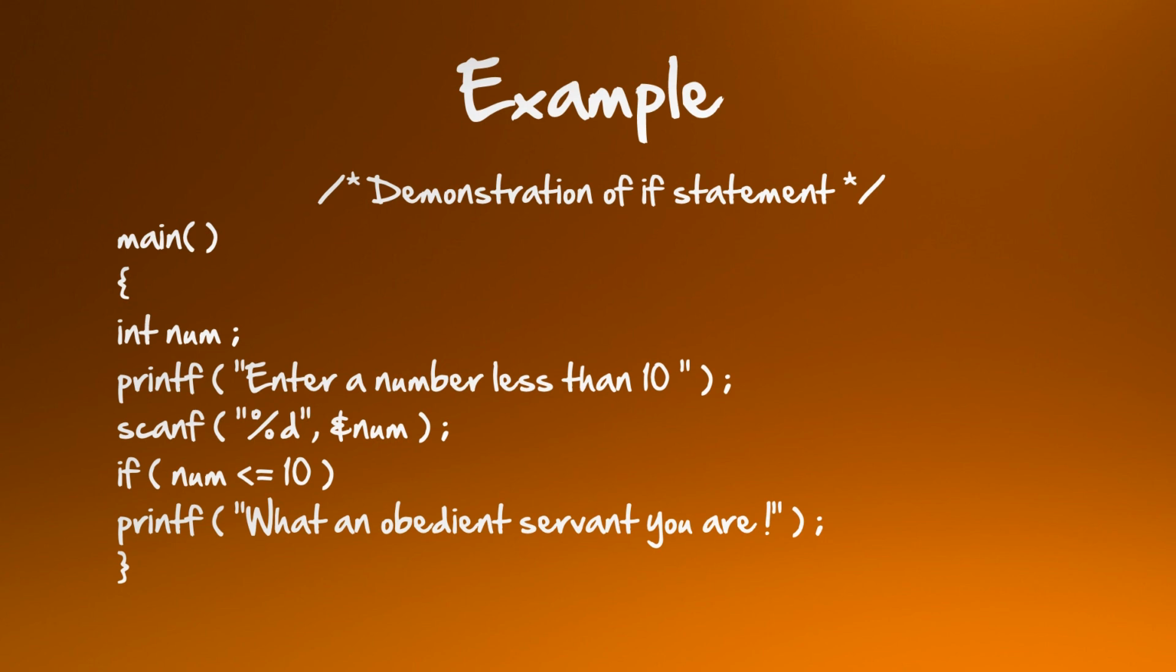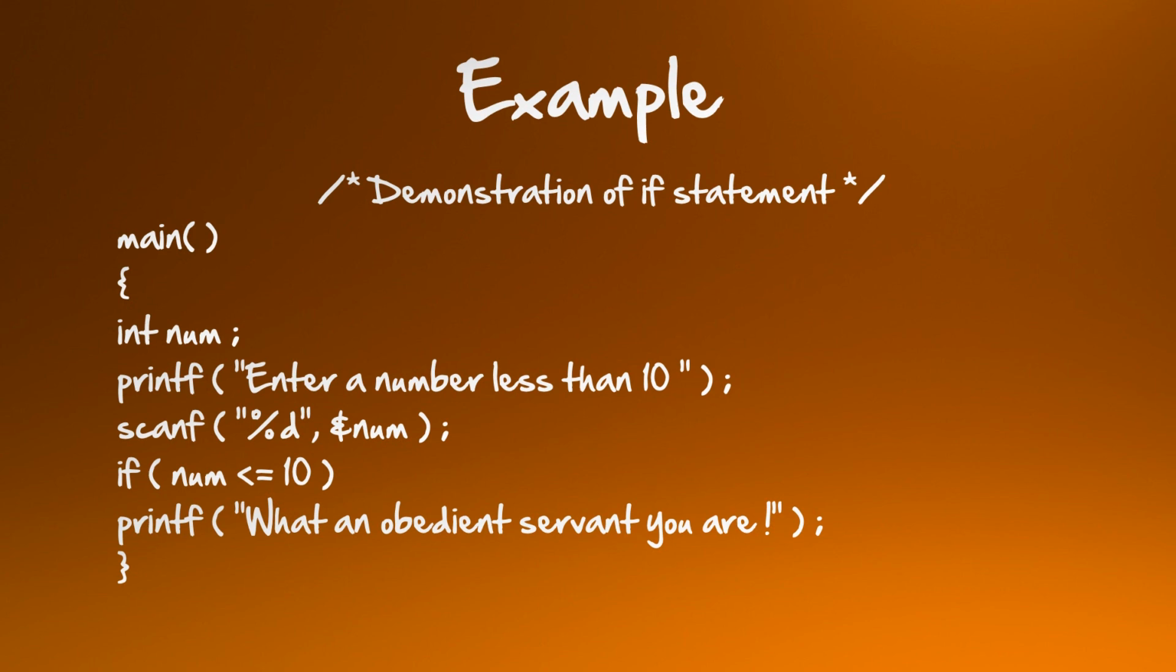On execution of this program, if you type a number less than or equal to 10, you get a message on the screen through printf. If you type some other number, the program doesn't do anything. This flowchart would help you understand the flow of control in the program.